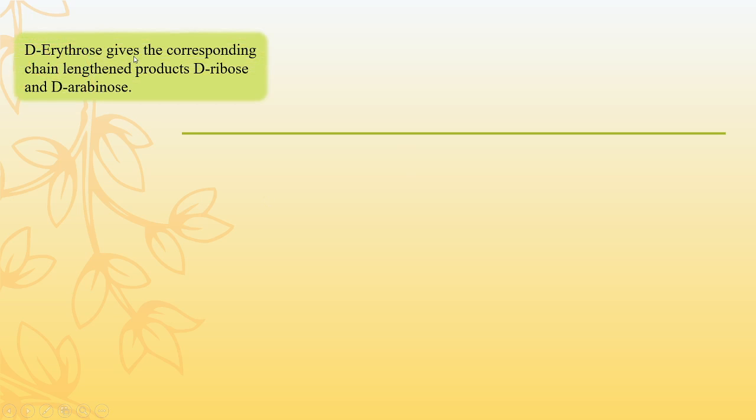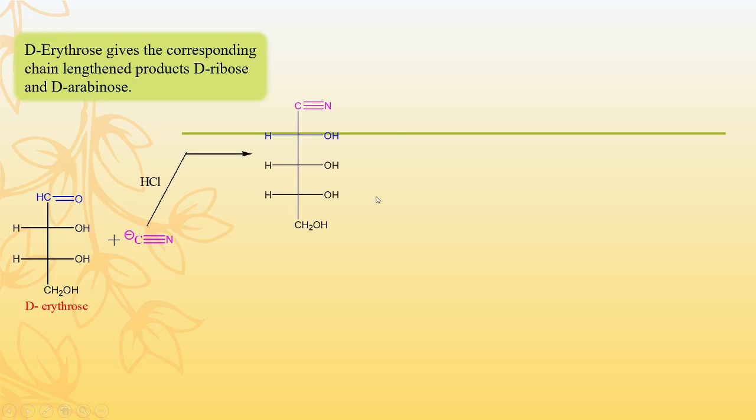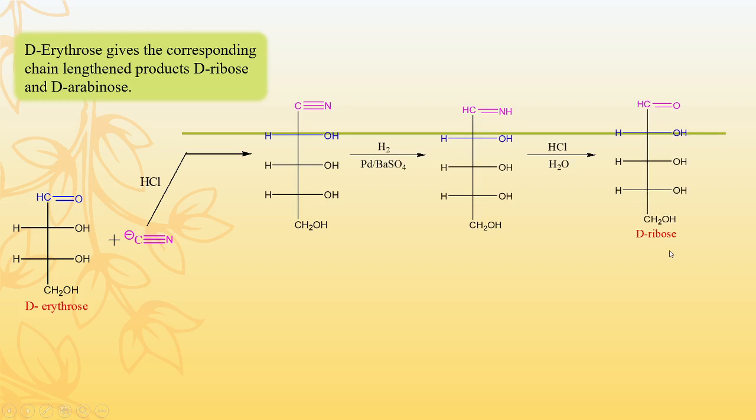So you can see D-erythrose gives the corresponding chain lengthened products D-ribose and D-arabinose. Initially we have D-erythrose, which contains 4 carbon atoms. In the first step there is an addition of the cyanide. So here this is the cyanohydrin. In the next step there is a reduction, and after the hydrolysis we got D-ribose, where one carbon atom is extra in this structure. That means this D-erythrose is converted to D-ribose. This is the chain elongation reaction.